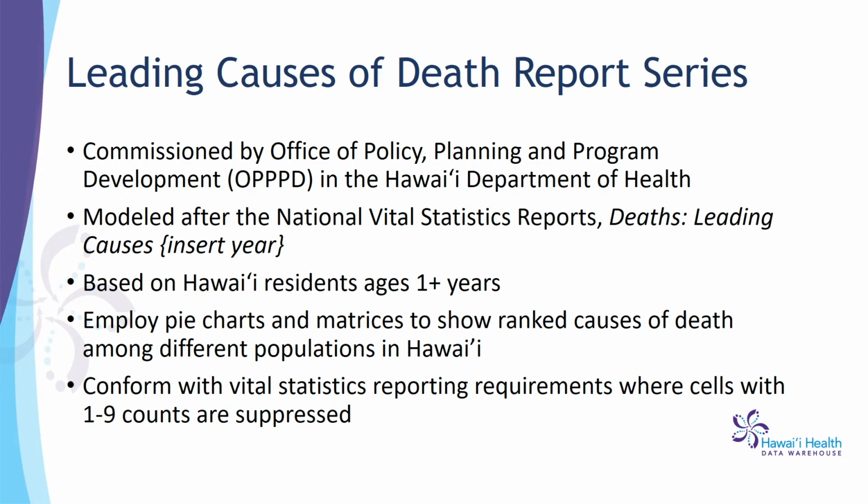Infant death has a different grouping of leading causes than adult deaths, so we have separated them, and these are just for ages 1 year and older. In this series of reports, we employ pie charts and matrices to show the ranked causes of death among the different populations in Hawaii. These reports will conform to our norms for vital statistics, where any cells that have a count between 1 and 9 are suppressed. So they're going to appear as gray, and I'll point those out to you as we go through.